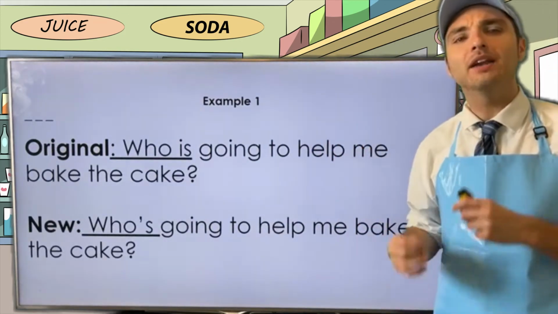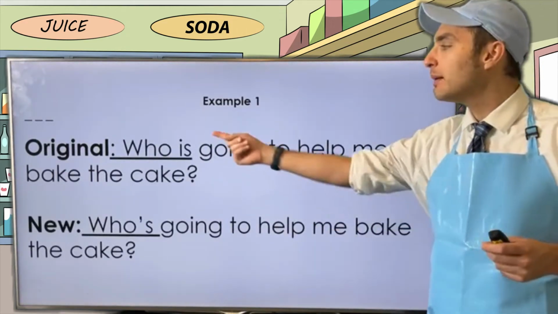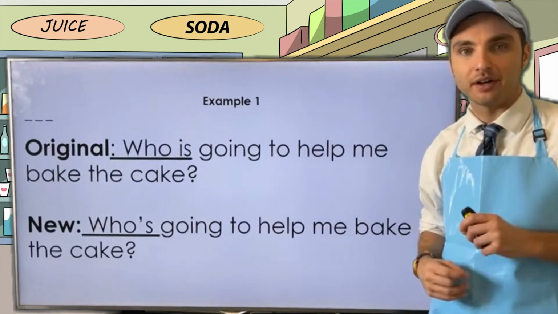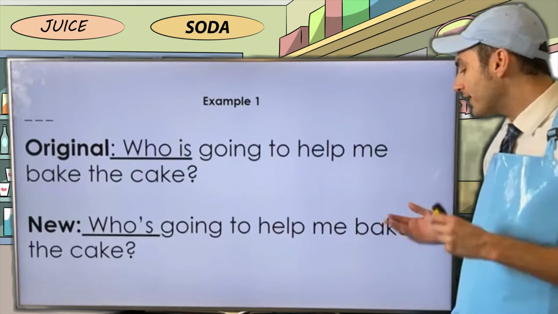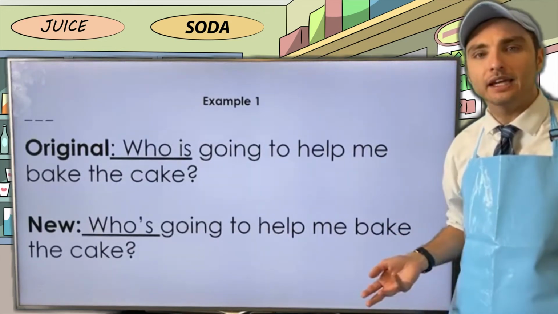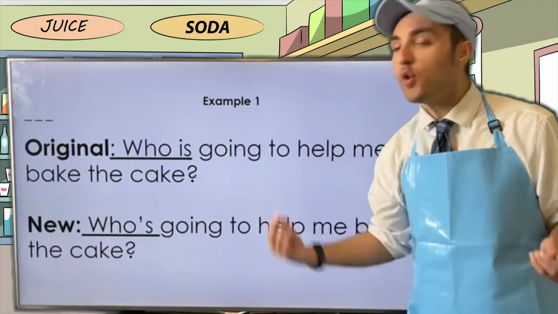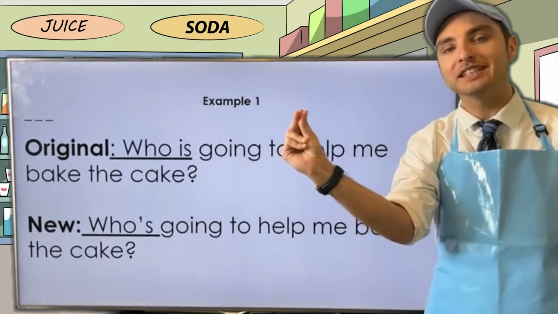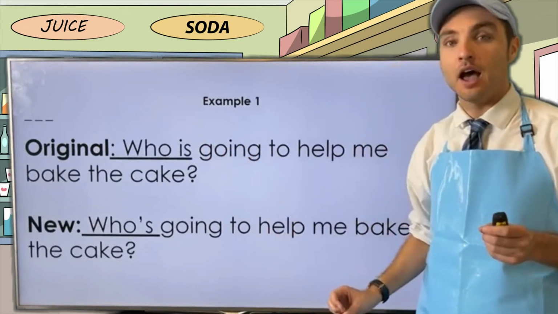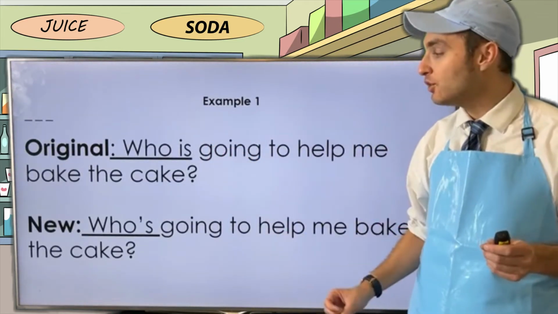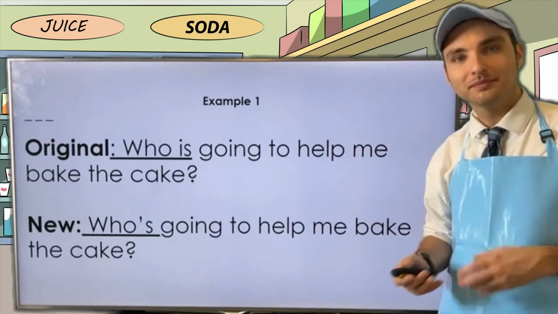Anyway, let's go ahead and say that we want to use the contraction who's. We want to put who is together, so I can get this sentence. Who's going to help me bake the cake? Who's going to help me? So, who's is just a shortened way of saying who is. Who is going to help me compared to who's going to help me? It's quick and to the point.